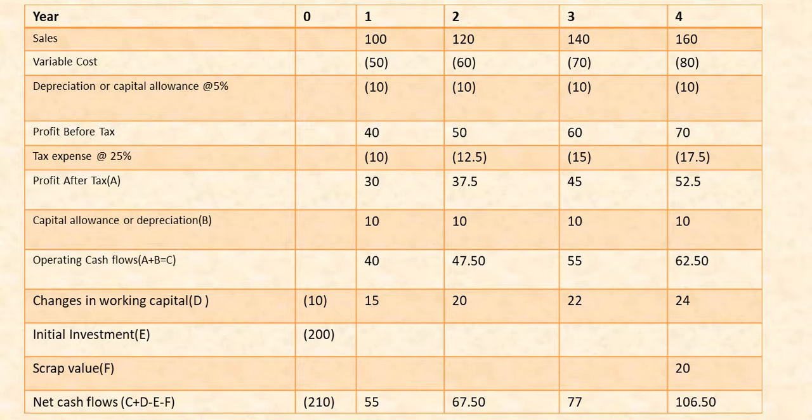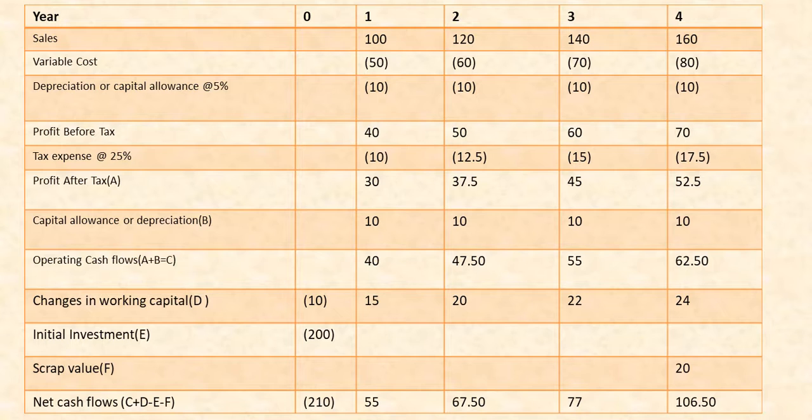Now, after deducting your variable cost and depreciation, you will get your profit before tax, or PBT. Then comes the tax part. The tax is 25% of the profits. For year 1, 25% of 40 is $10,000. For year 2, profit before tax is 50,000, and 25% comes to $12,500 accordingly.